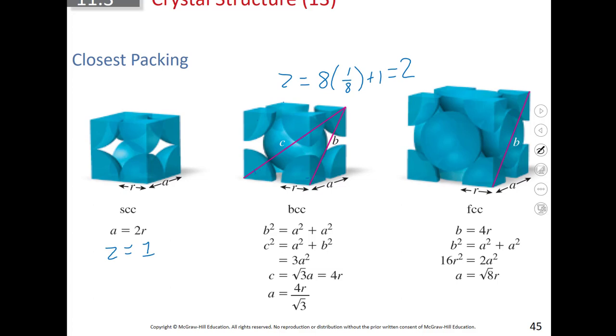Z is going to be 2. So for a body-centered cubic, you have the equivalent of the mass of 2 atoms inside of the cell.